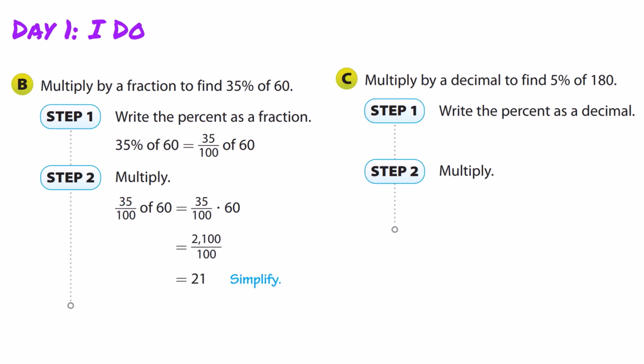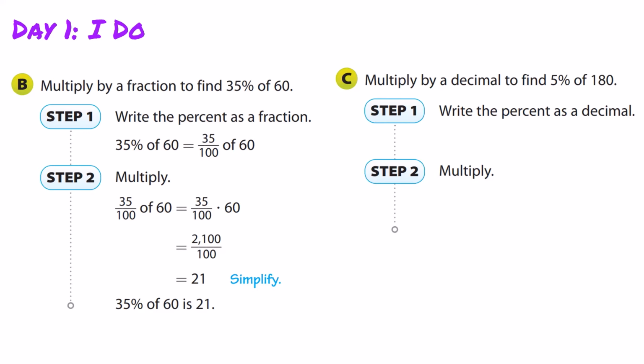This will give us 2100 over 100. When we get that down to its simplest form, it reduces all the way down to 21. So its simplified form is 21, and 35% of 60 is equal to 21.